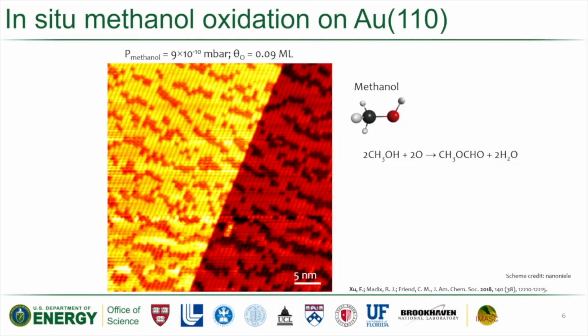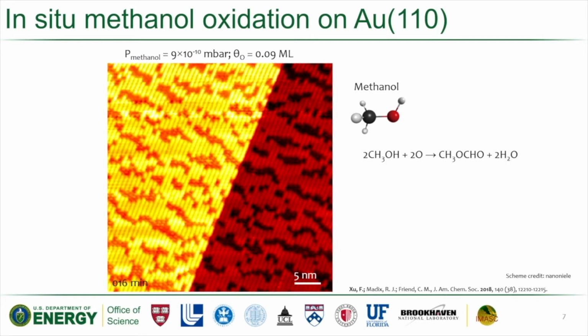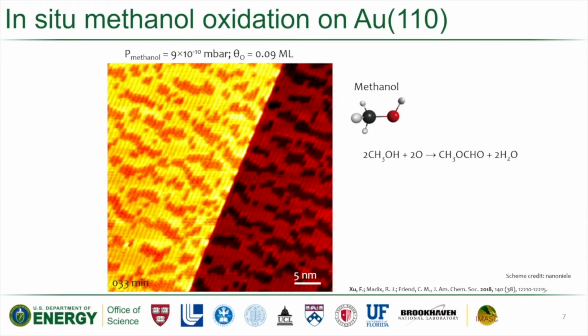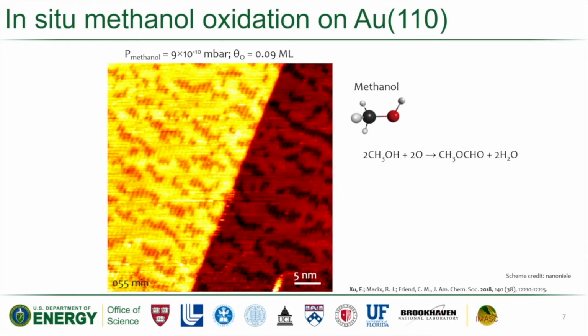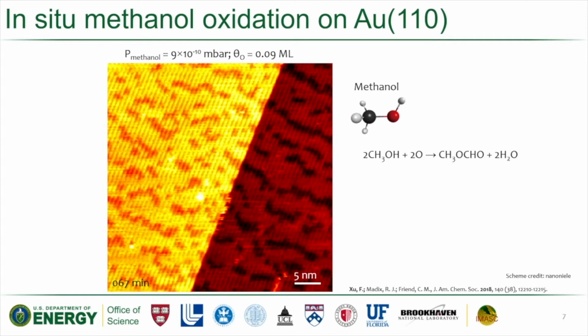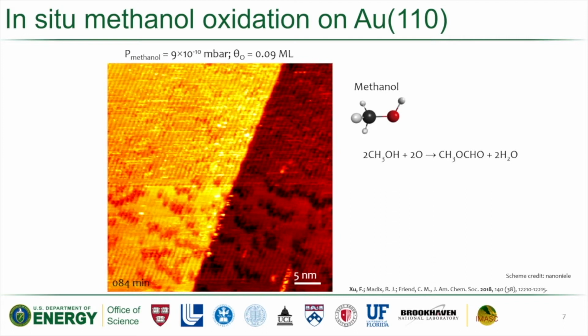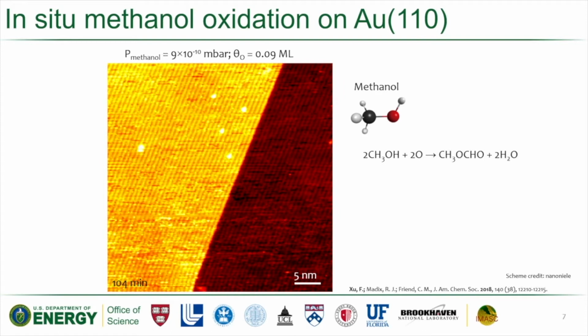Now we have two different terraces. The light yellow one is the upper terrace, and the red one is the lower terrace. After I start to dose methanol, here is the time I'm dosing. In the very beginning, not much is changing. It's like an induction period. After a while, it starts to react, and some of the oxygen chains start to disappear. Eventually, all of the oxygen chains will be consumed, and what's left over will be just a clean gold 110 surface.